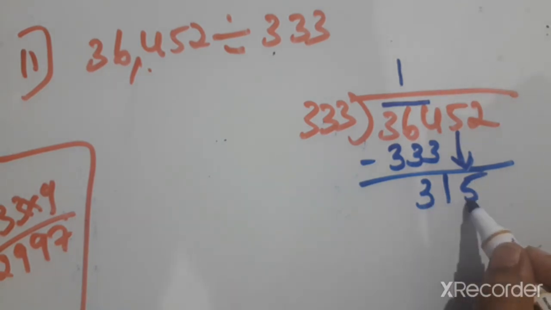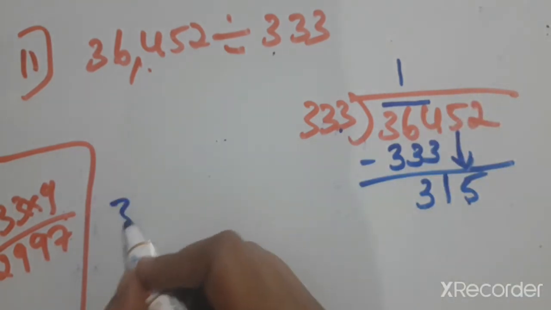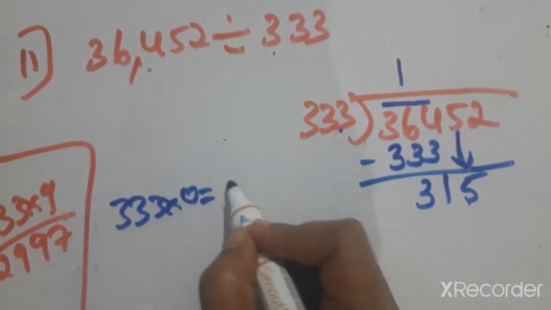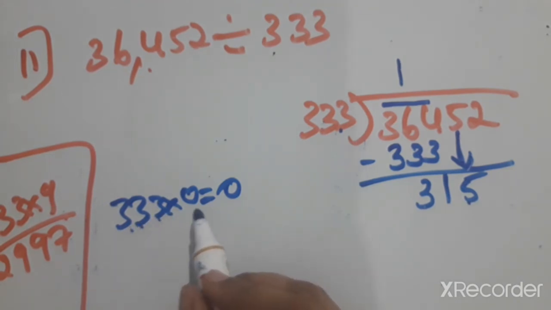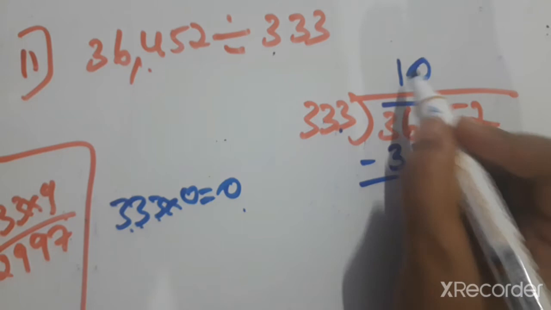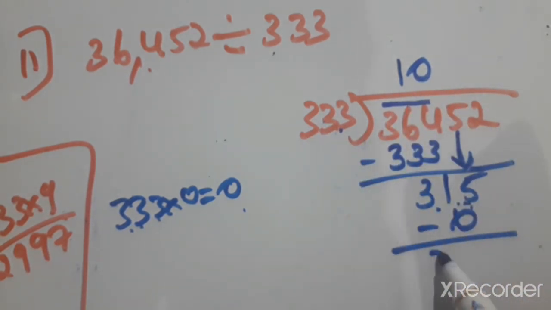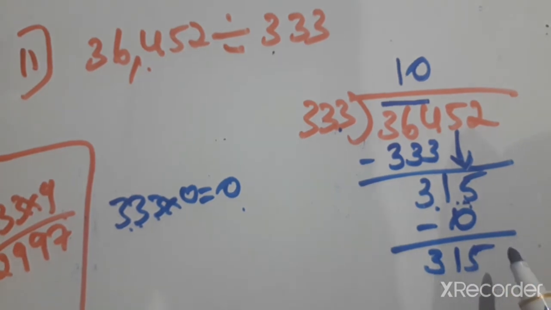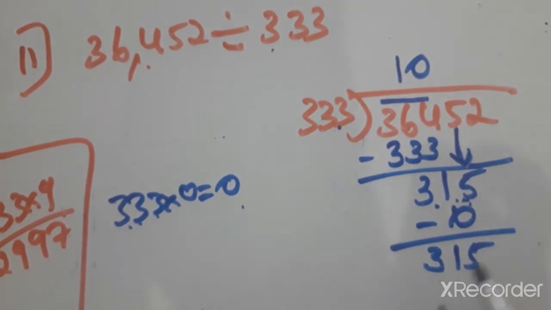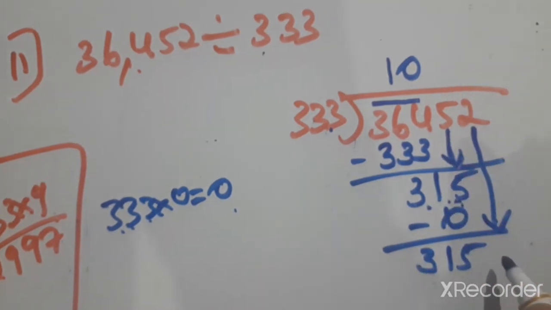So 315 is less than 333. So which number? 333 zeros are, because 333 ones are 333, which is greater than this number. So 333 zeros are 0. Minus means again we get 315 only. Then now bring the next number. Only one step, only one number we have to get down.